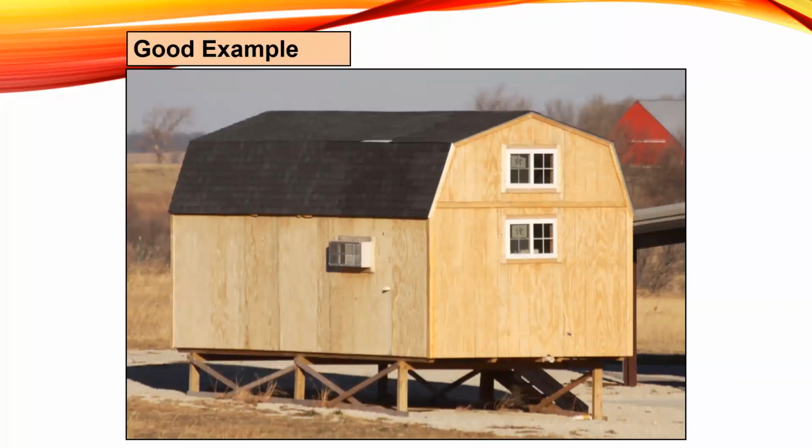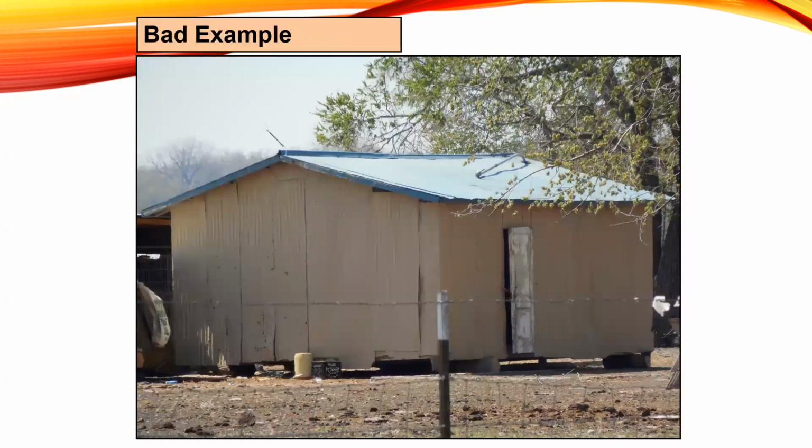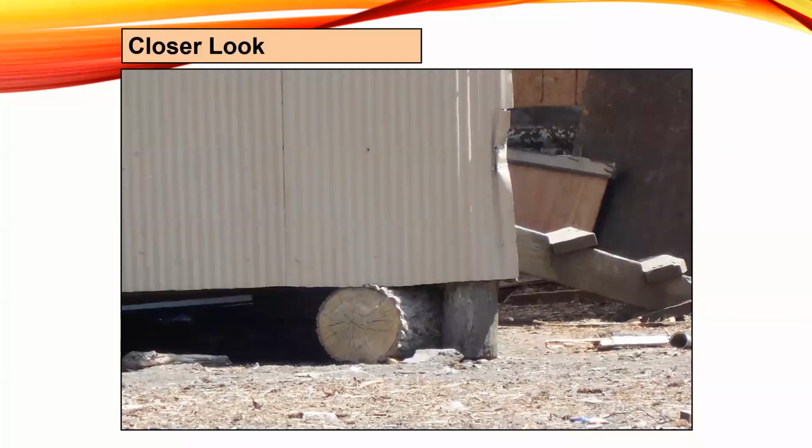Here's a good example. This one is elevated, so it's not wet flood proofed, which is why it doesn't have flood openings, but it is elevated, it's anchored, and the utilities are elevated. This one is a tool shed. And then here's another, bad example, where it's definitely not wet flood proofed. There are no flood openings on it. I'm not sure about the materials, but it's definitely not anchored. If you zoom in, it's just resting on these logs. So it's got several things wrong here.